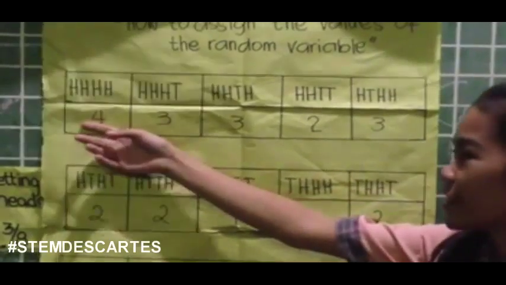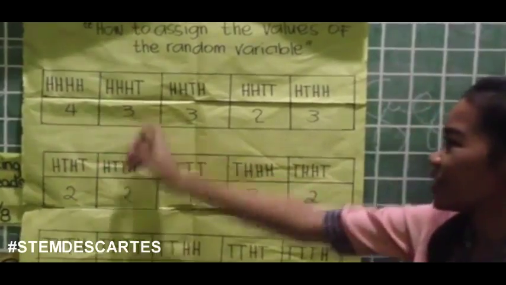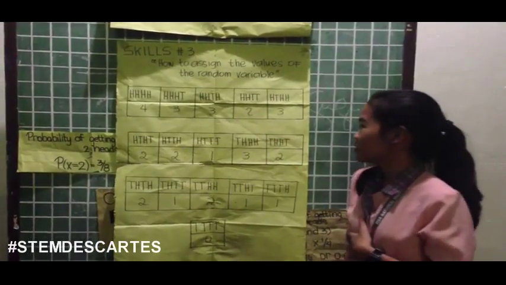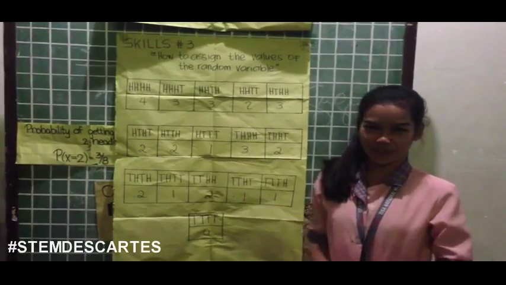So here, the first element has 4 heads. The second element has 3 heads. The third element has 3 heads. The fourth element has 2 heads. The fifth element has 3 heads, and so on and so forth.